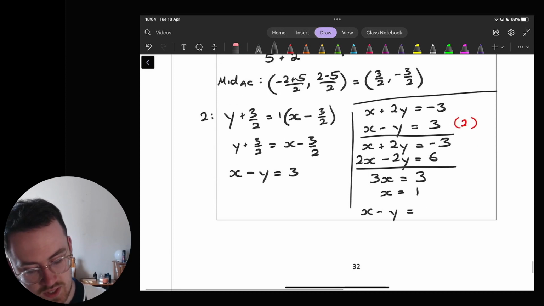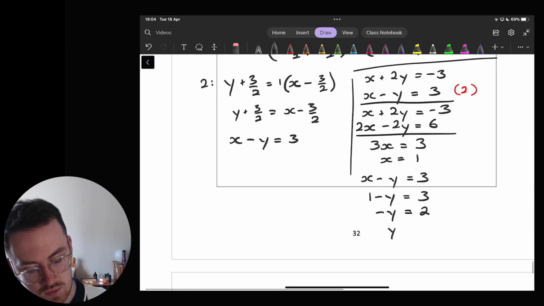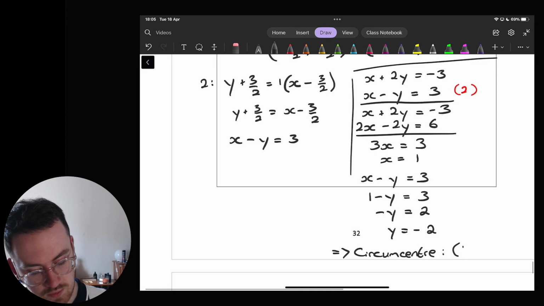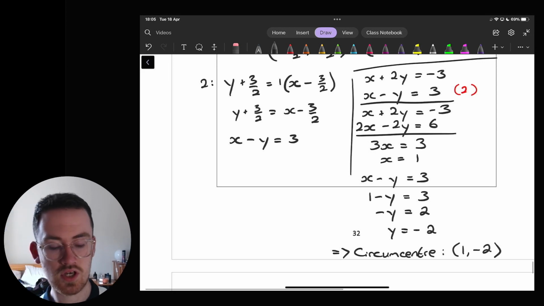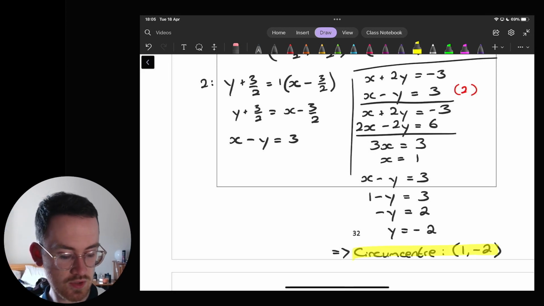If x minus y is equal to 3, 1 minus y is equal to 3. Minus y is equal to 2. So y is equal to minus 2, which implies that my circumcenter is going to be (1, minus 2). So again, the same thing with, I suppose, the previous ones as well.